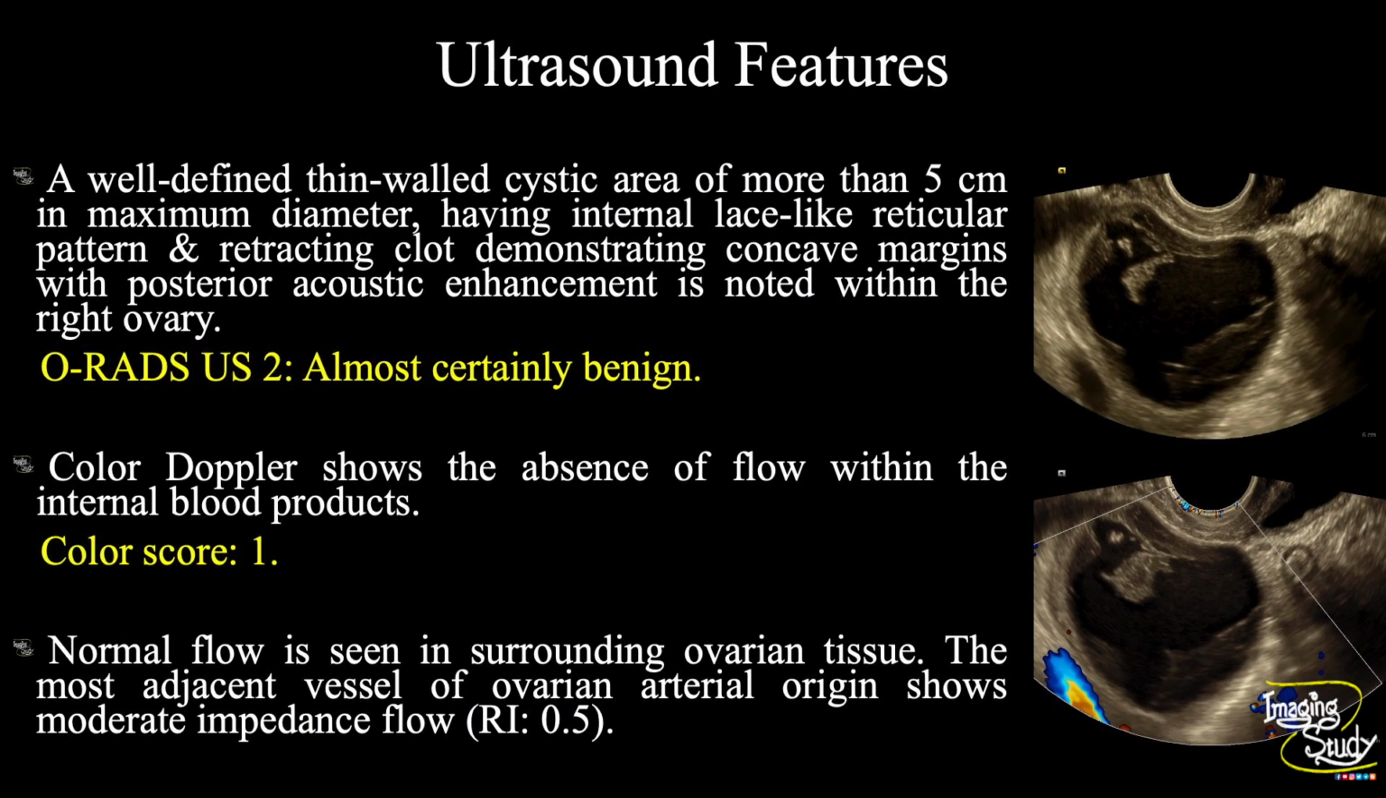So in summary, a well-defined thin-walled cystic area of more than 5 cm in maximum diameter having internal lace-like reticular pattern and retracting clot demonstrating concave margins with posterior acoustic enhancement is noted within the right ovary. These features go in favor of hemorrhagic cyst, and the O-RADS score will be 2, which suggests the lesion is almost certainly benign. Color Doppler shows the absence of flow within the internal blood products. So according to IOTA group, the color score is 1. There is normal flow seen in surrounding ovarian tissue. The most adjacent vessel of ovarian arterial origin shows moderate impedance flow.